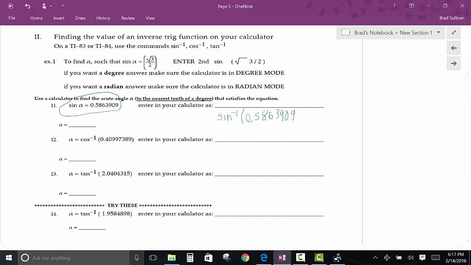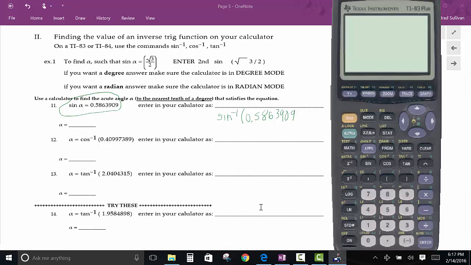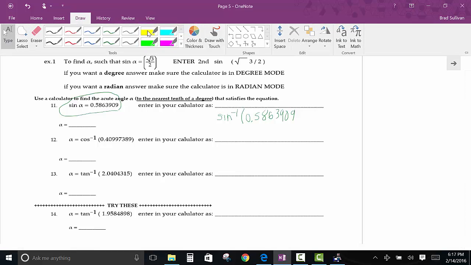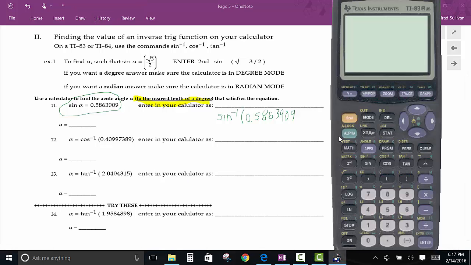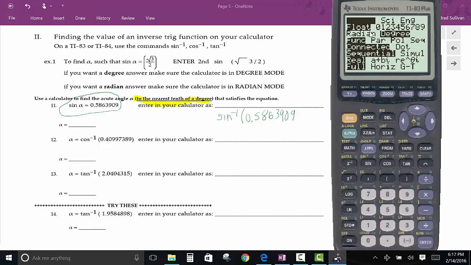So what I want to do is show you this TI emulator, and this will show you exactly what you do. The first thing is, in this particular problem, I said that I wanted the answer to be in degrees. So I want the answer to the tenth of a degree. So the first thing is we're going to press the mode button. And if you go down to line 3, you want to be in degree mode. So you want to highlight that and press enter. Now you're in degree mode, so that's real important.